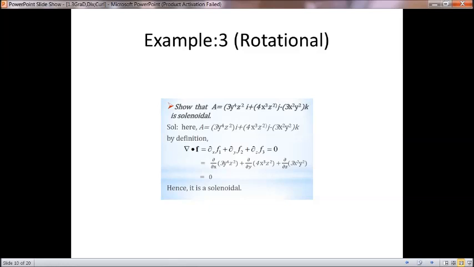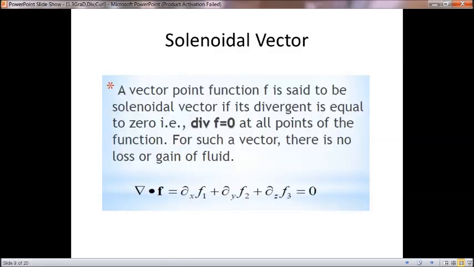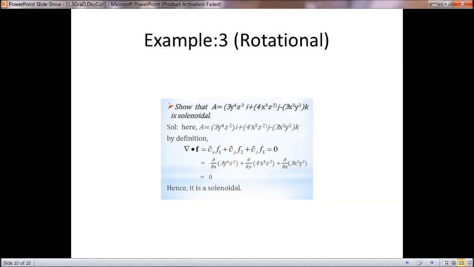See, this i component is taken over the x direction and it is differentiated over here. The j component is present with the y, and the k component is present with the z direction. On differentiating each and every term with respect to the x, y, z variables, it gives 0 value. If del dot f is 0, the function is solenoidal. So hence it is solenoidal. Like this you have to prove.